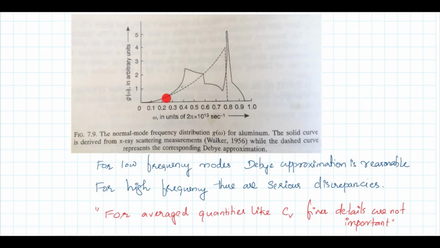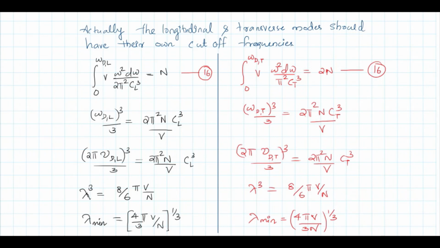For low frequency, Debye approximation is reasonable. For low frequency, the dotted line and solid curve are matching. But for high frequency, there are serious discrepancies. But for averaged quantities like specific heat capacity at constant volume C_V, the finer details are not important. So for calculating quantities like C_V, we can use Debye's approximation. And another fault is that we considered same cutoff frequency for both longitudinal and transverse modes.